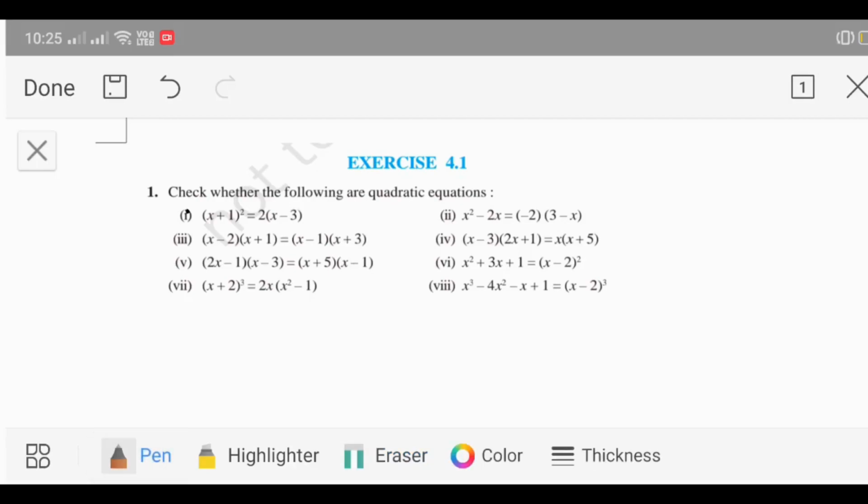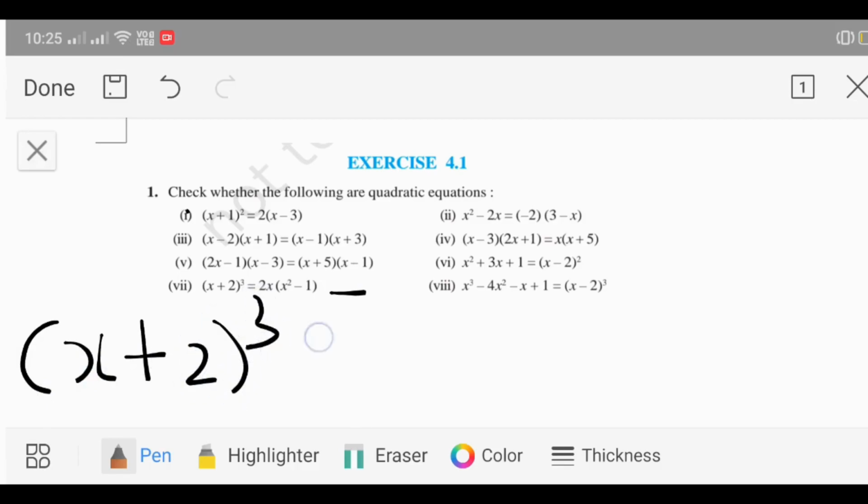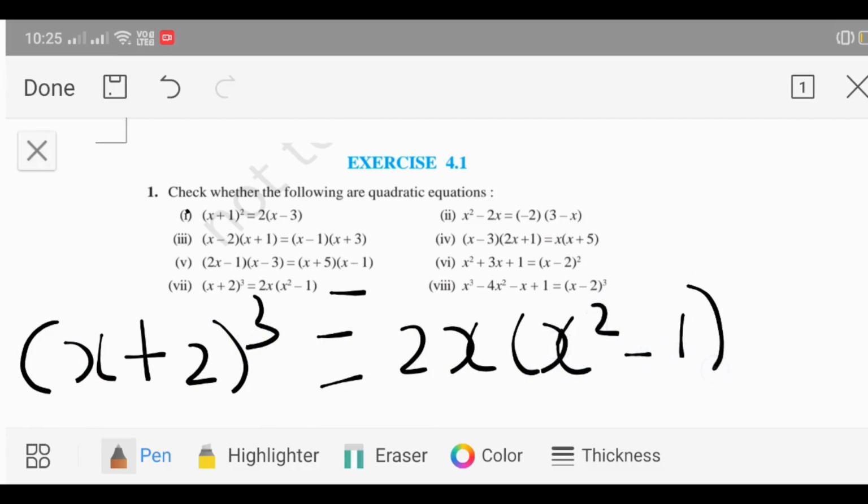Hi all, now we are going to see CBSE Class 10 Mathematics, Quadratic Equations, Chapter number 4, Exercise 4.1, Roman letter 1, Question number 7. On the right side we have (x + 2) the whole cube. On the left side we have 2x(x² − 1). We need to find whether this given equation is quadratic or not.